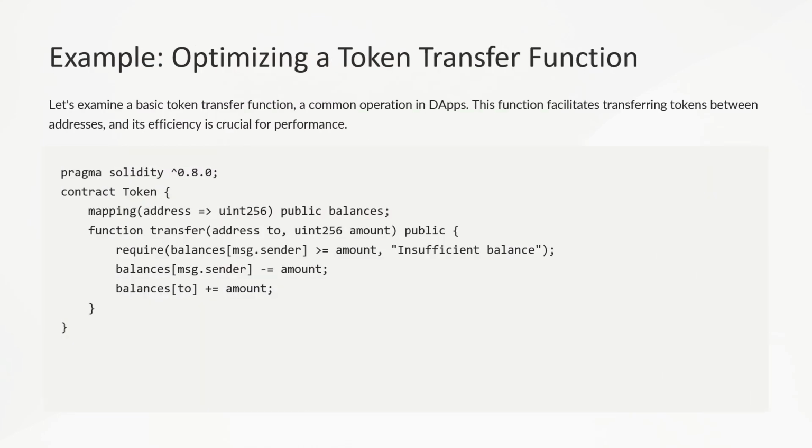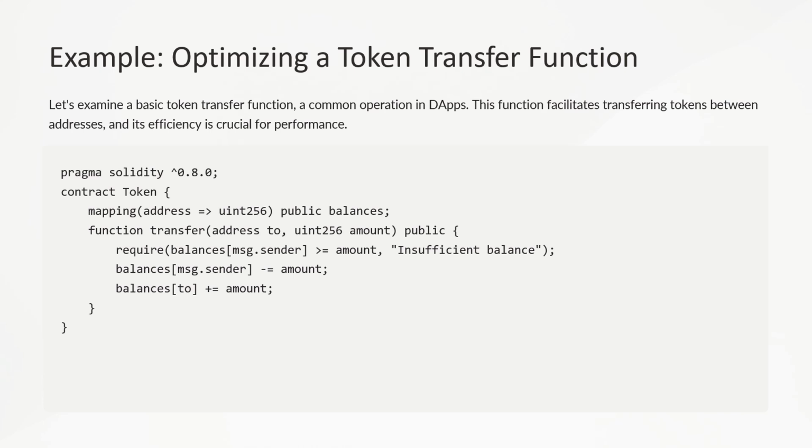Let's examine a basic token transfer function, a common operation in DApps. This function facilitates transferring tokens between addresses, and its efficiency is crucial for performance. By employing optimizations, we can reduce gas costs and improve transaction speeds. We can achieve this by minimizing storage interaction and avoiding unnecessary computations. The optimized version will result in a more efficient and user-friendly approach.